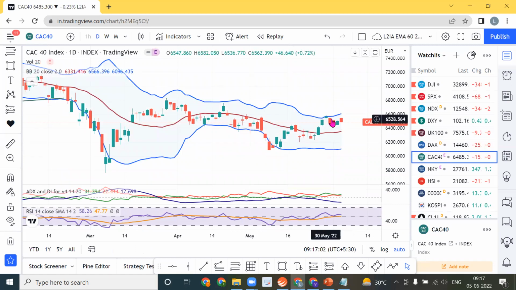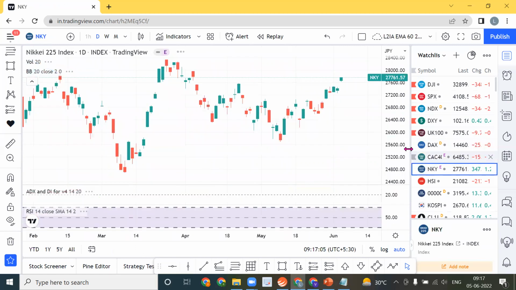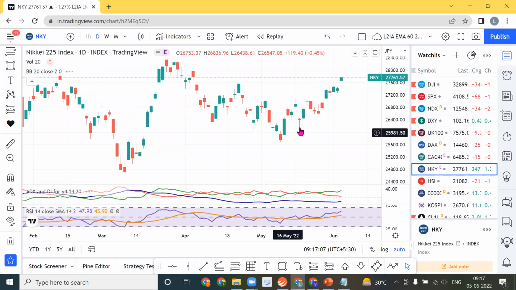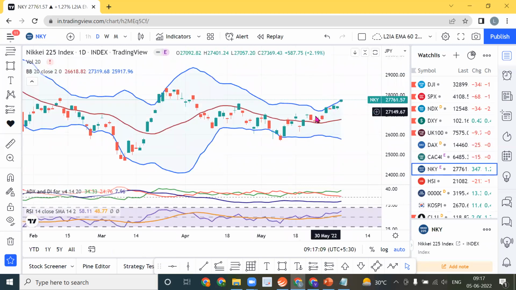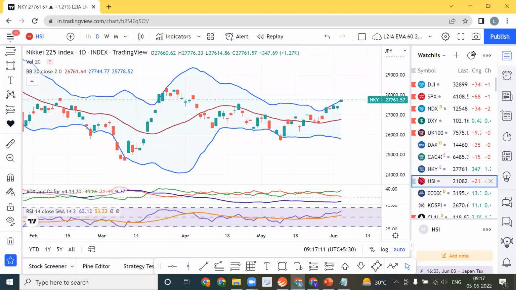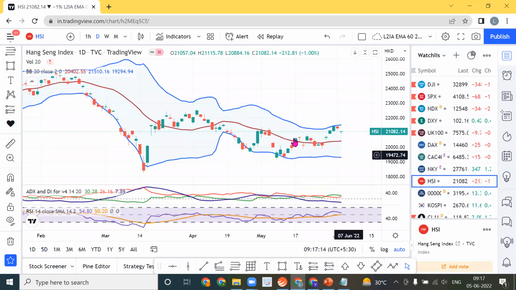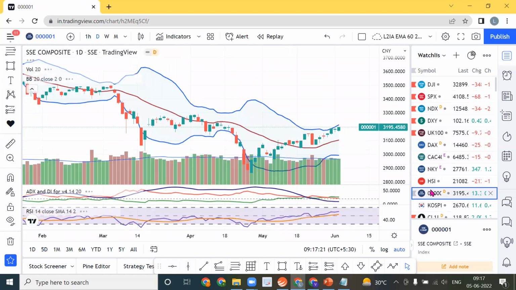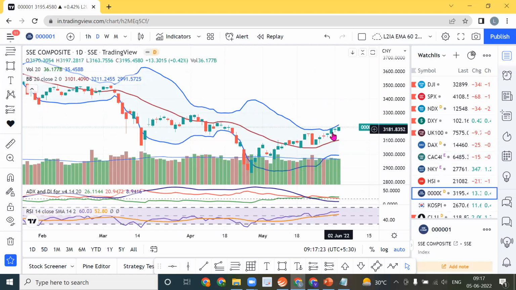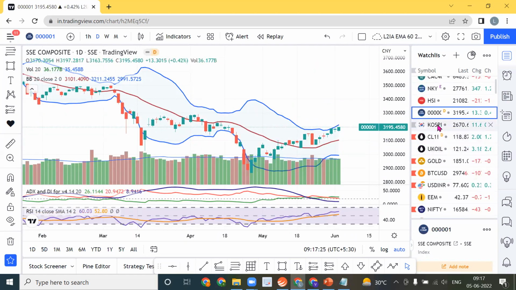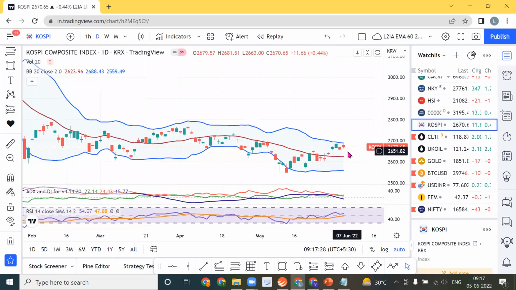The French index is moving positive. Okay, the Japanese Nikkei is moving up positive. The Hang Seng index is moving up. It was much better than the others, only one red candle. The Shanghai Composite Index is moving positive. The Korean Kospi is moving positive. Okay, so most of the indexes were moving upwards, so there is a positive trend in the markets.